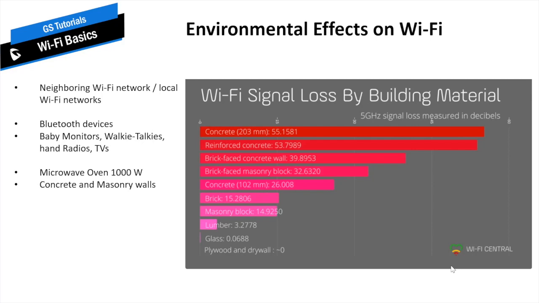Other things like brick, masonry block, and lumber are less of an effect. Glass and plywood and drywall almost have little to no effect on your decibel level. Now, I know it may be confusing at first to look at the decibel levels and wonder, what does that actually mean and how does that affect Wi-Fi? I'm sure when it comes to future Wi-Fi installations, you'll get pretty familiar with the decibel level, or what is sometimes referred to as an RSSI value.